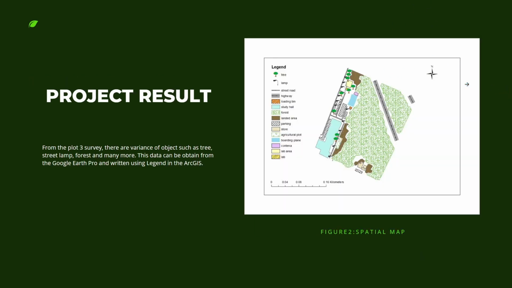Okay, this is a spatial map that has been made using ArcGMap itself. As you can see, there are a lot of attributes or details such as tree, lamp, street, road, highway, loading bin, study hall, forest, and so on. As you can see, there is a variety of objects that can be highlighted using ArcGMap.